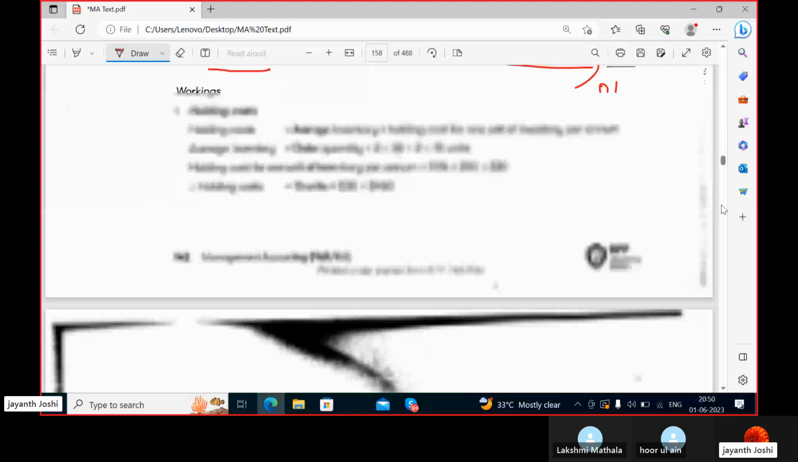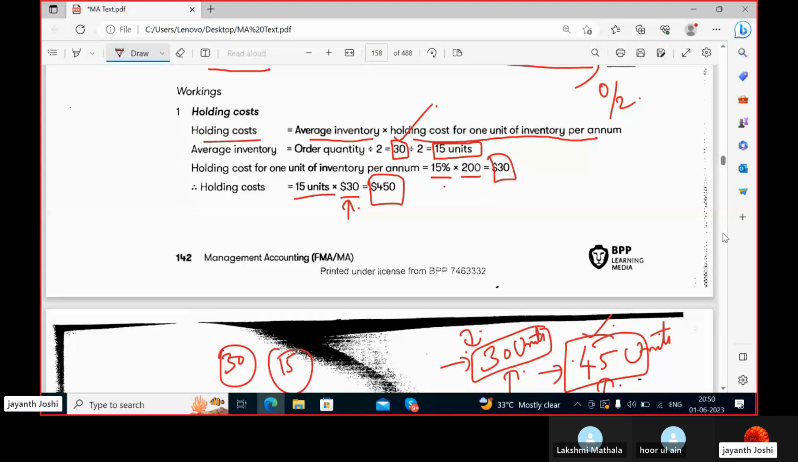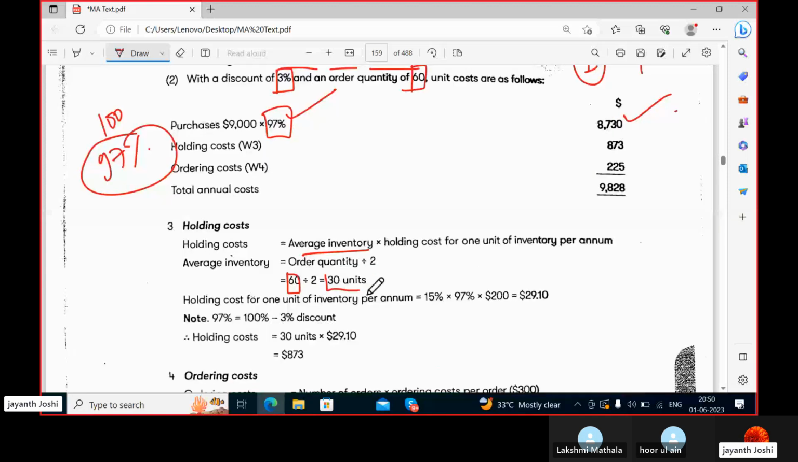I am getting a 3% discount, so I'm taking 97% of this 8,730. Now we are going to find out the holding cost. Average inventory: here we are maintaining 60 units, divided by 2, so on average 30 units, into the 15% of 97% of the purchase price, because I'm getting 3% discount on my purchases.